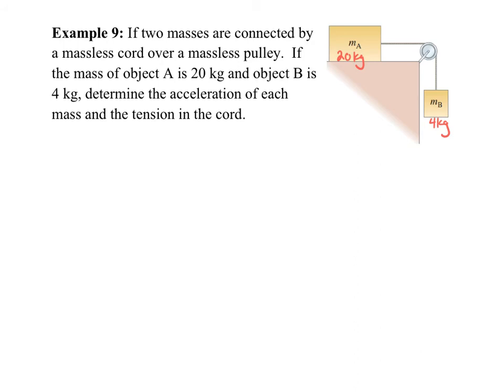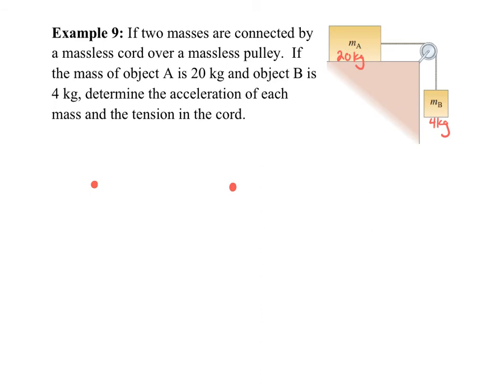So, like all problems in this chapter, we start with a free body diagram. You can start with a sketch if we wanted, but we have a sketch already. If a sketch wasn't given, then maybe you want to draw a sketch, but it's given already. So let's start with object A and object B.